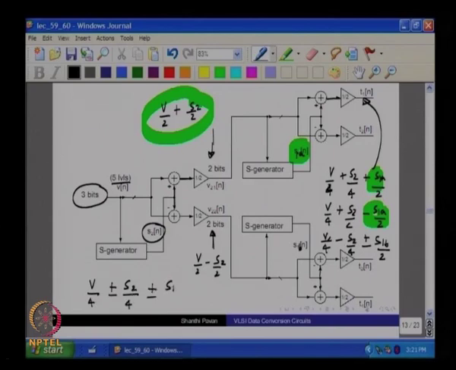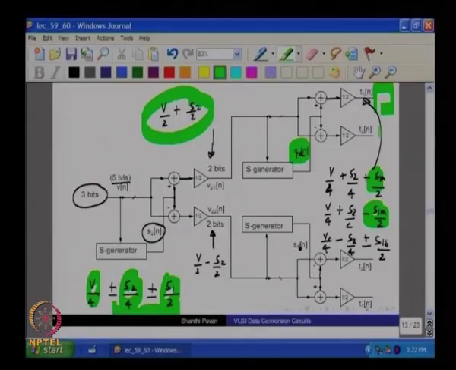So basically the thermometer drive waveforms will be V by 4 plus minus S2 by 4 plus minus S1 by 2, where plus and minus happen to be S1A and S1B respectively. So clearly we see that each thermometer drive waveform is linearly related to the input, and has in addition these sequences. These sequences have a spectrum which we have designed to be shaped.